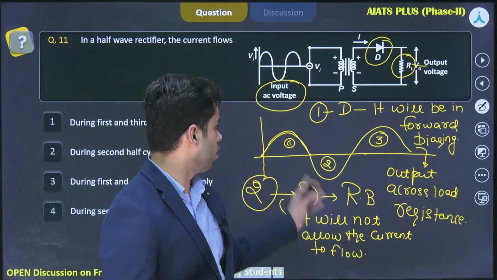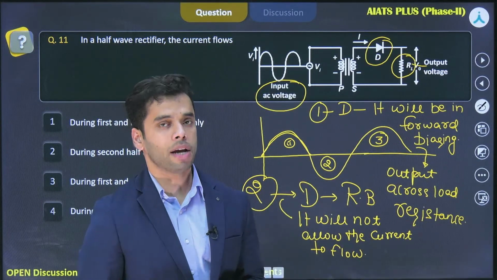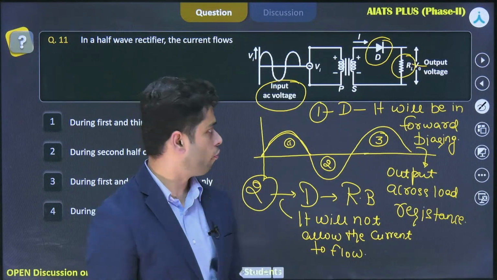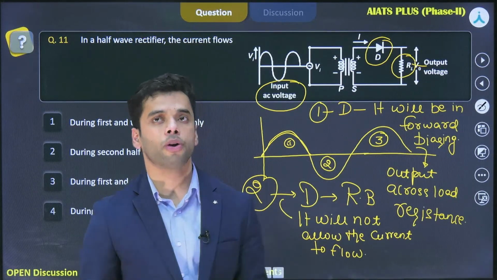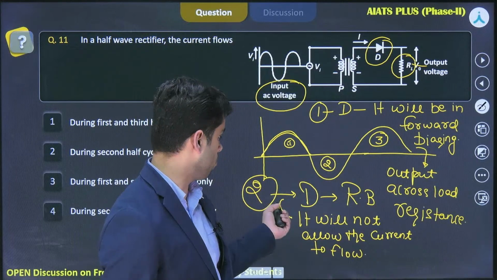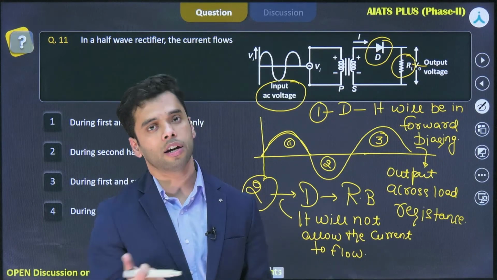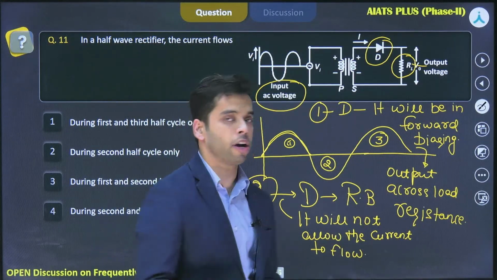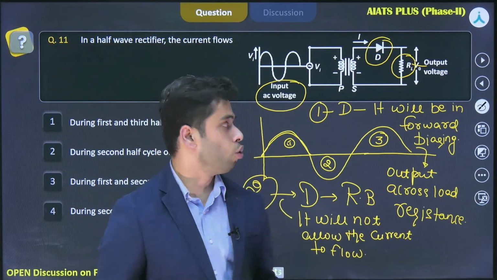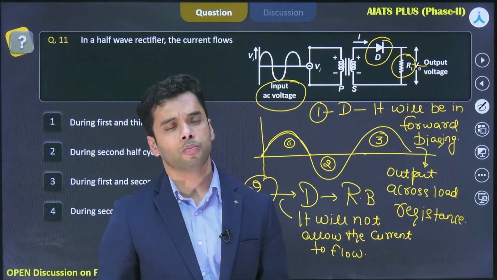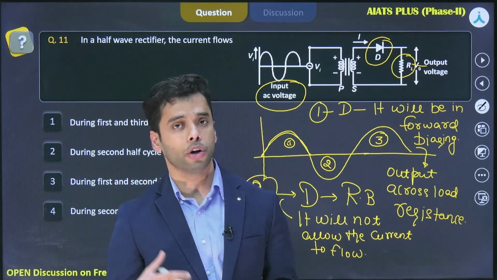Yes, so for the first part, the diode was in forward biasing. It was allowing the current to flow, and you were getting the output across the load resistance. But for the second part, the diode became reverse biased, and you know that it will provide a large amount of resistance. In that case, you will not get any output across the load resistance, or you can say that the current is not going to flow.